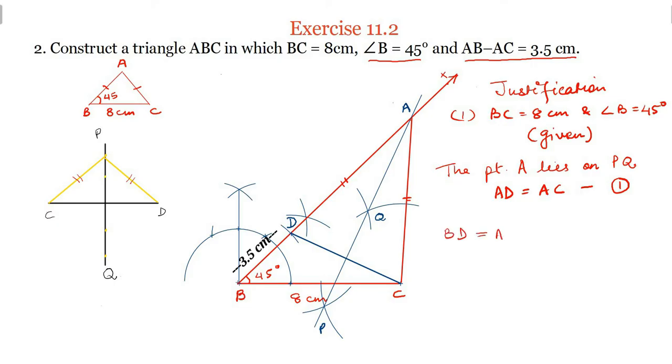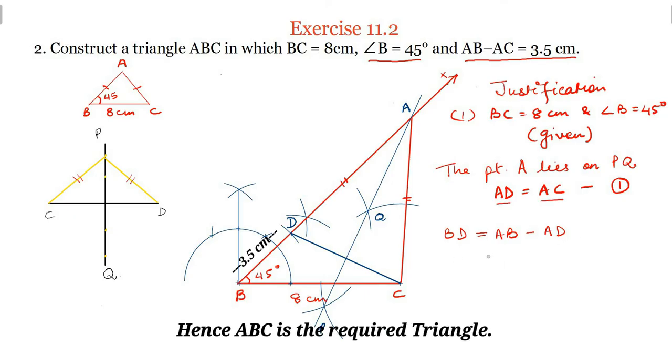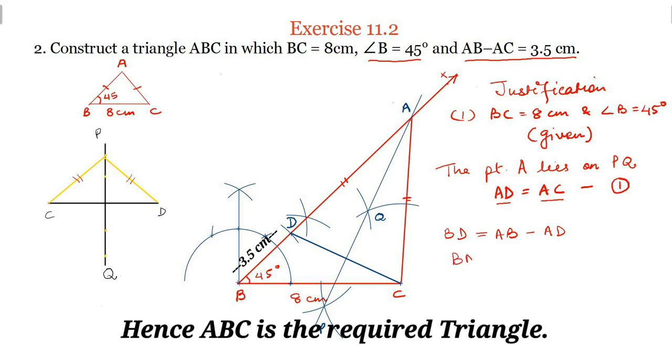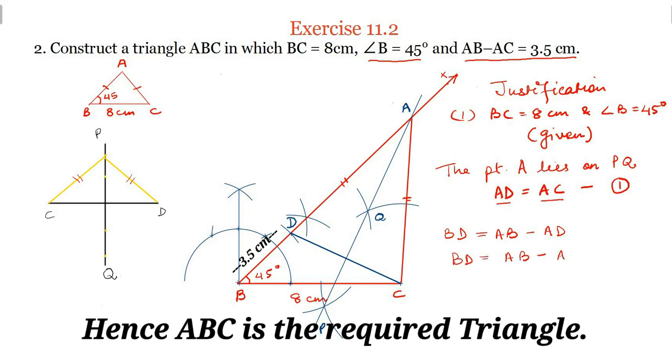Now, from the figure, we can see that BD is equal to AB minus AD, where AD is equal to AC. Therefore, BD is equal to AB minus AC, that is equal to 3.5 centimeters. Hence, triangle ABC is the required triangle.